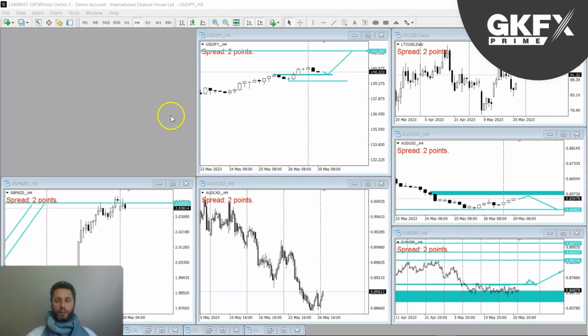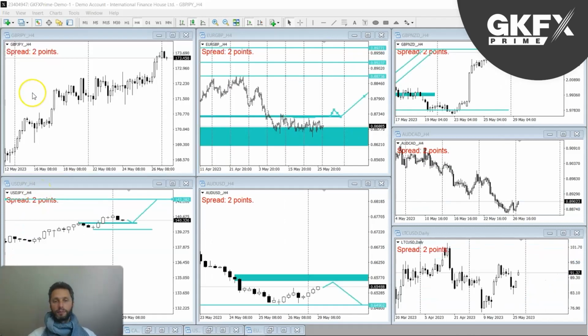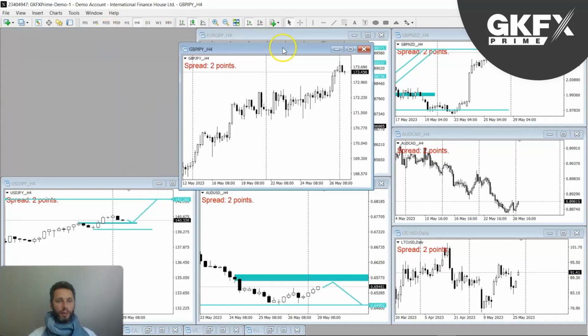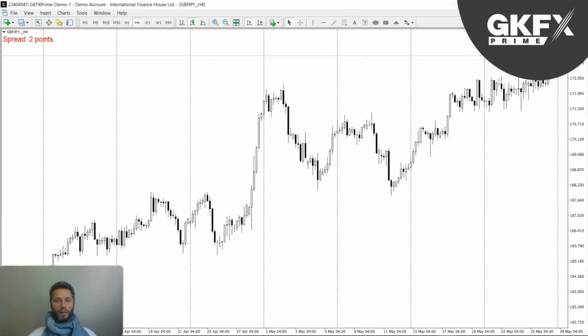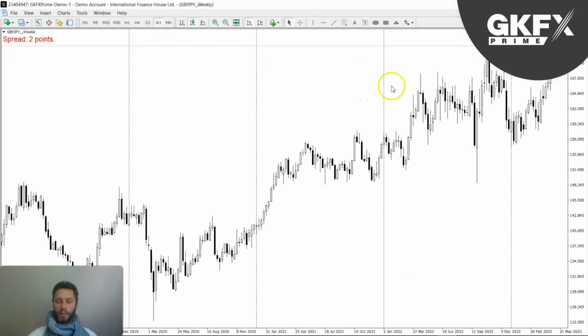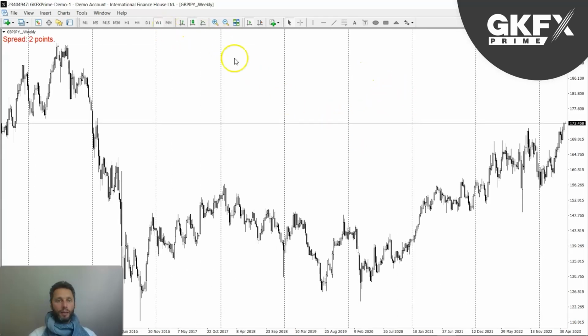Let's go to another yen pair. Oops, where did I just disappear? Okay, got it back now. The pound yen. That's what we're looking at next. So another yen pair. And let's have a look on the weekly.